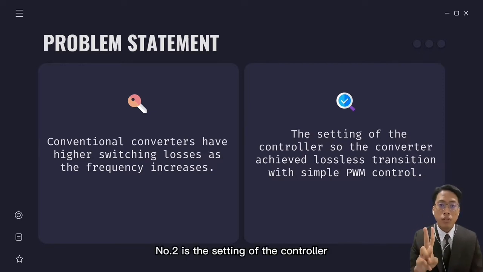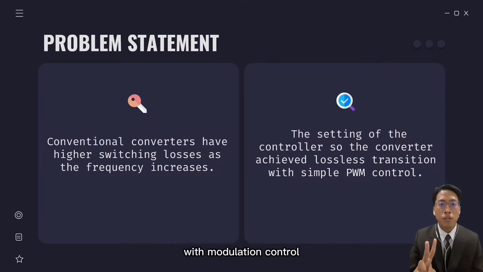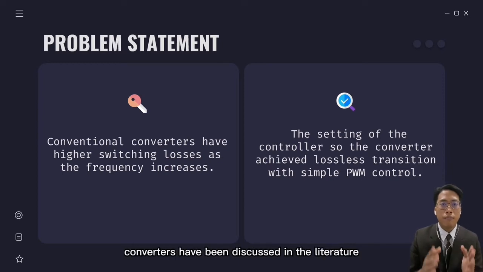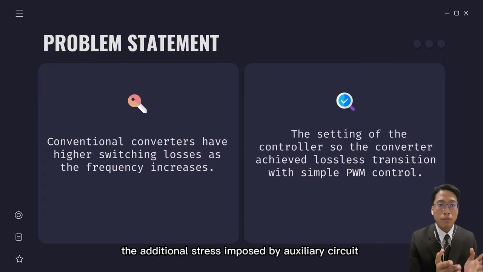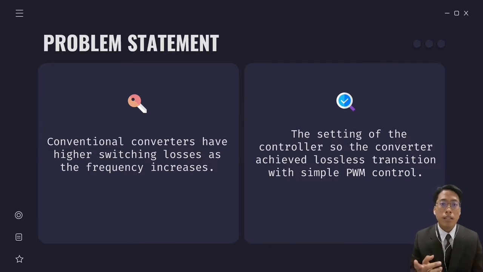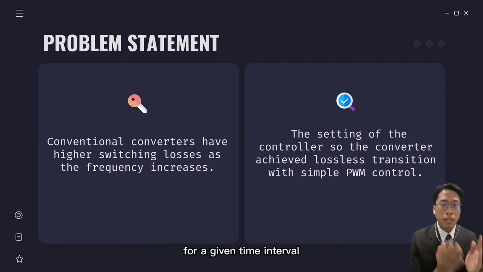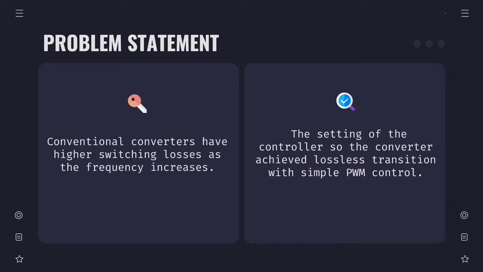And then number two is the setting of the controller so the converter achieves lossless transition with simple pulse width modulation control. Many soft switch converters have been discussed in the literature to address the additional stress imposed by the auxiliary circuits. For instance, the resonant capacitor is bypassed for a given time interval by using the auxiliary switch. The output voltage can then be regulated and controlled.